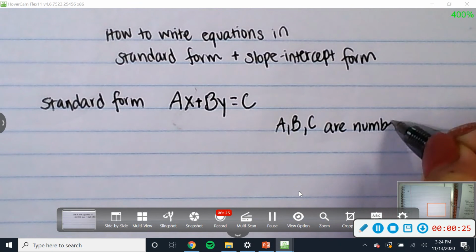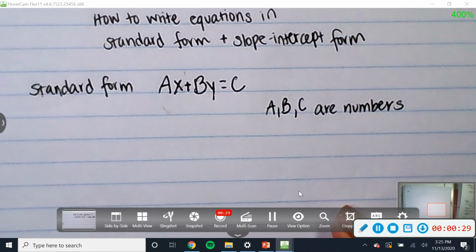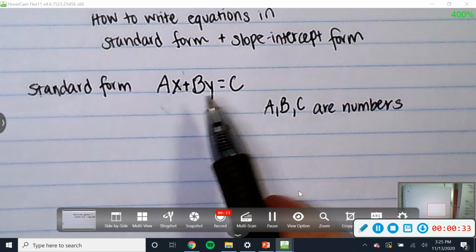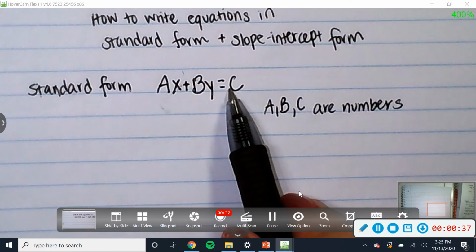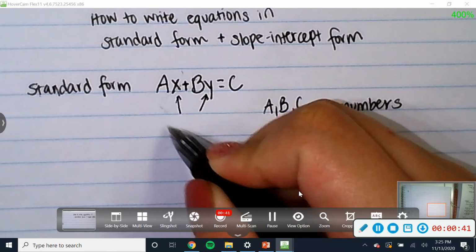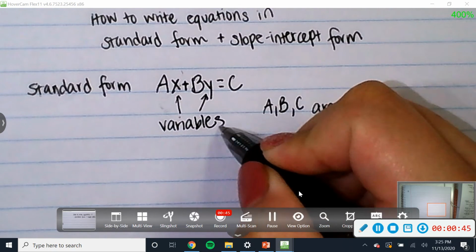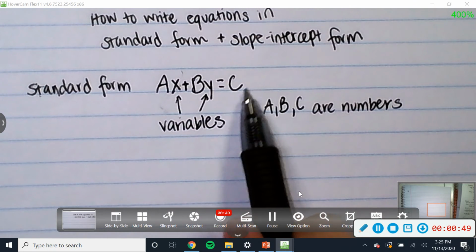These are going to change depending on what our equation is, but they stand for the numbers that go in front of x and y and also the constant, so numbers that are just by themselves. The important thing to note here for standard form is that our variables x and y are both on the left side, and our numbers are always going to be on the right side.